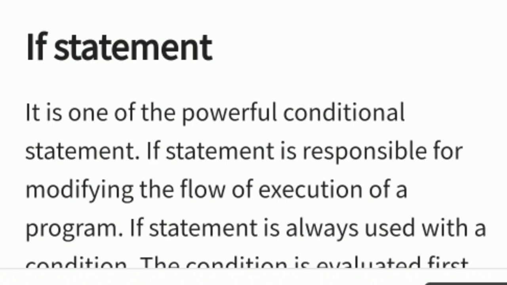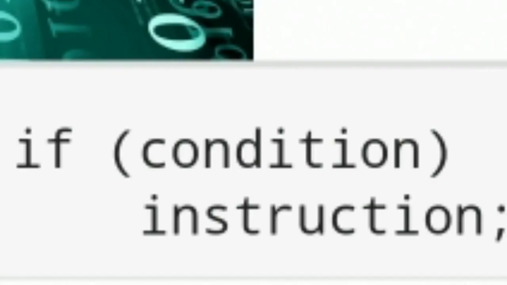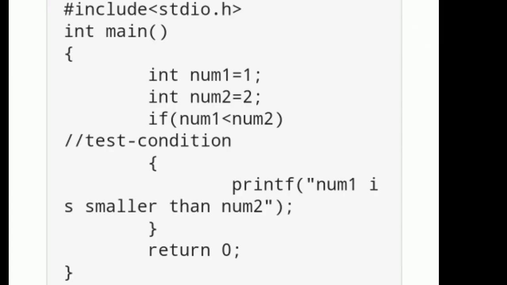We have a program for the if statement. #include <stdio.h>, int main, some function, curly braces started, that means open braces. int number1 = 1, int number2 = 2, ended with a semicolon. Every line ends with a semicolon. Then if number1 < number2, here the comment is the test condition. The comment is only used for understanding purposes.